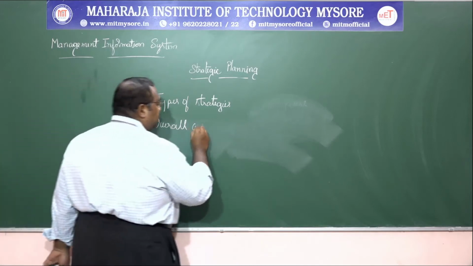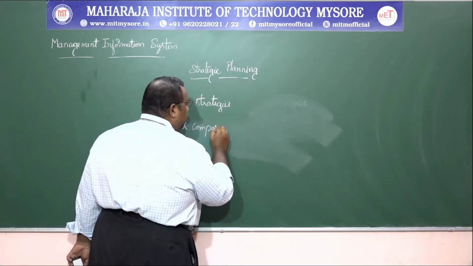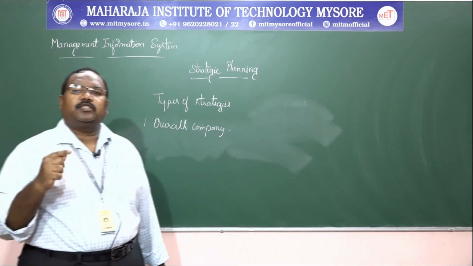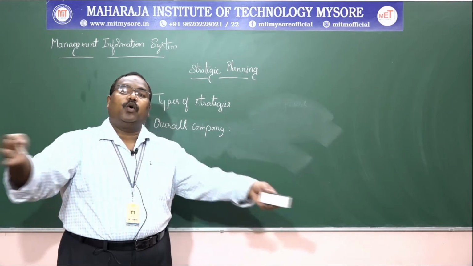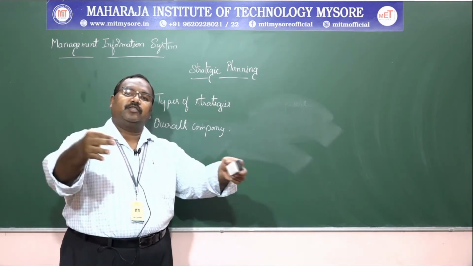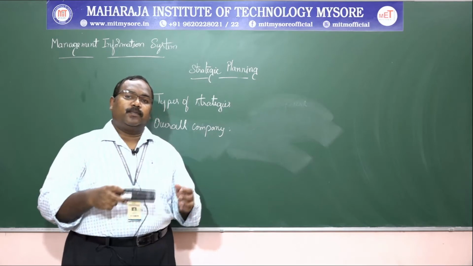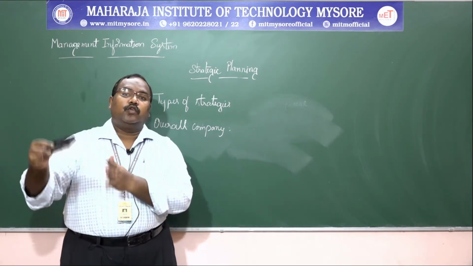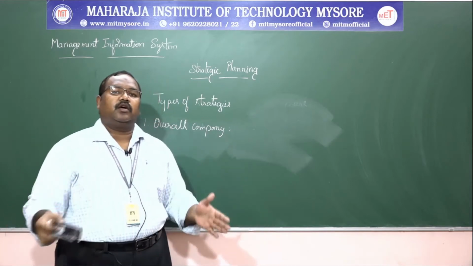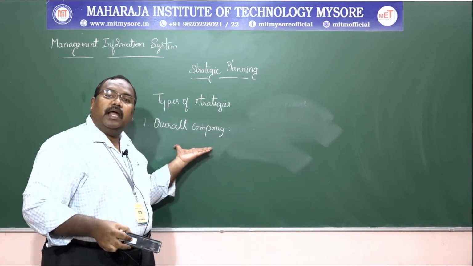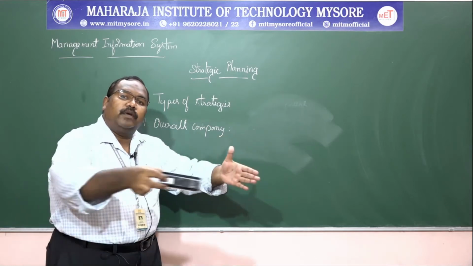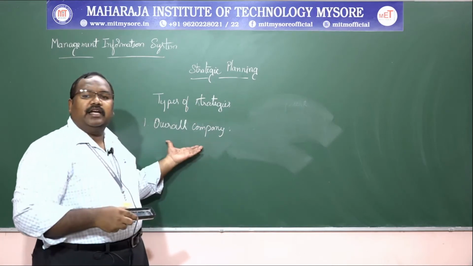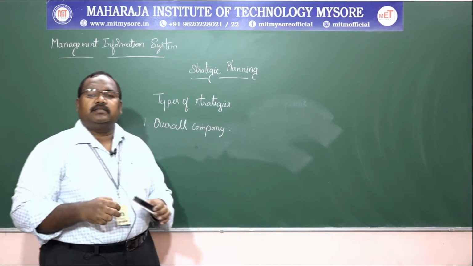Overall company strategy. Here, what is the main concept? Here we are not focusing on one aspect. We are looking at the company as a whole. We are looking into various aspects of the company. It might be finance, production, manufacturing or various other things. Even it involves the human factors. So all these together constitute the overall. So when we are planning to uplift the overall components of the organization as a whole, we call that kind of strategy the overall company strategy.